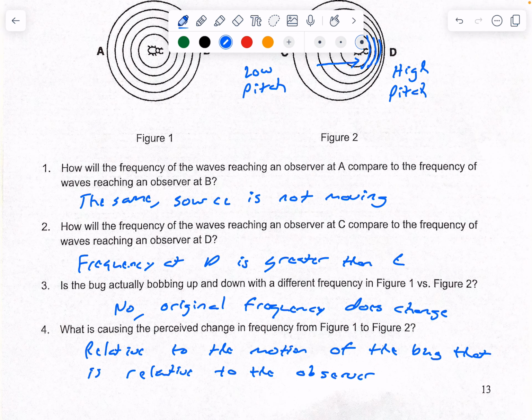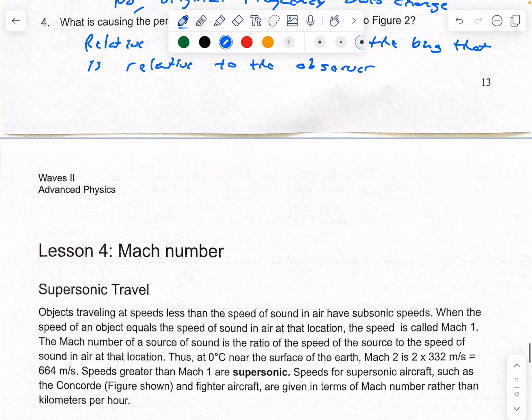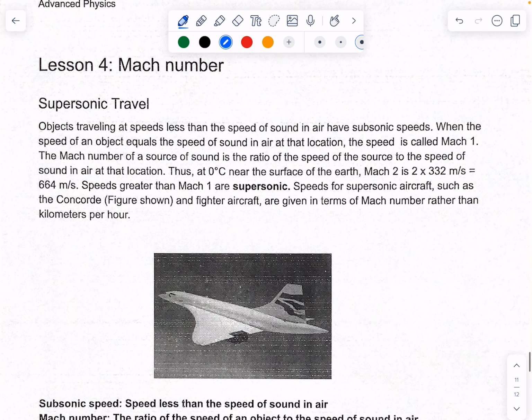That bunching of waves is kind of like what we're about to talk about in the next part, which is Mach. Anytime you are traveling below the speed of sound, that's called subsonic speeds. When the speed of an object equals the speed of sound at that air temperature, that's called Mach 1. So if you're traveling at Mach 1, you are traveling at the speed of sound at that particular temperature and location. Let's say my speed of sound was 332 meters per second, that would be Mach 1. So Mach 2 would be 2 times that, going 664 meters per second.